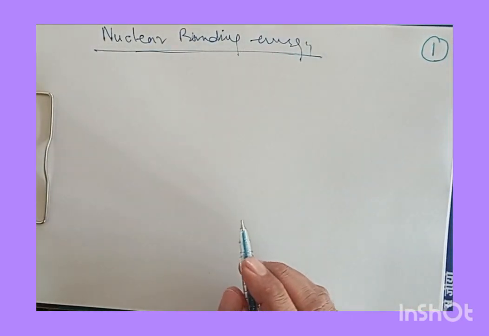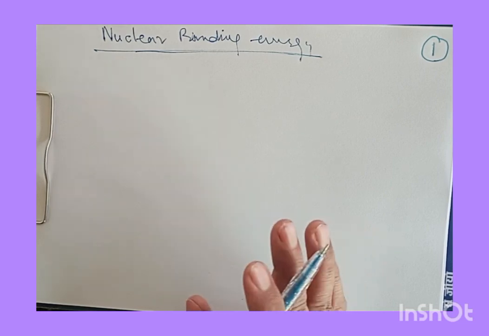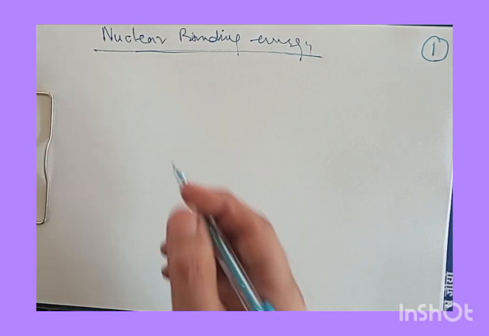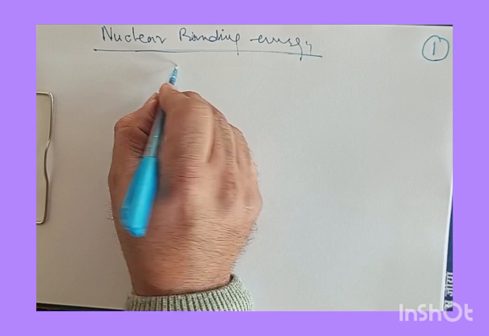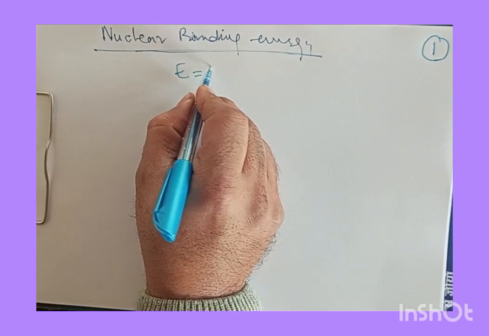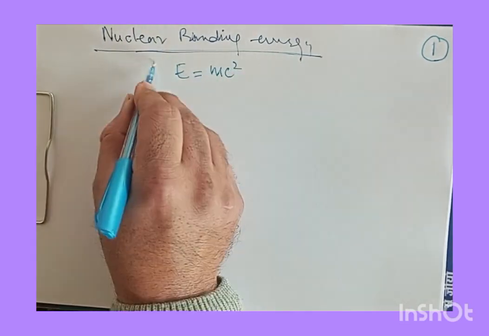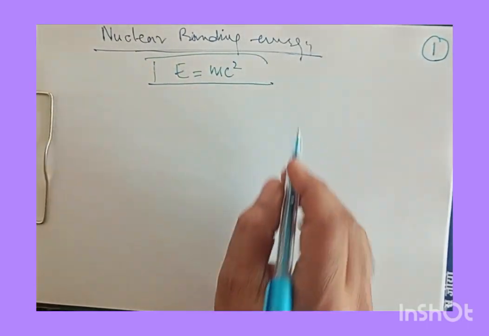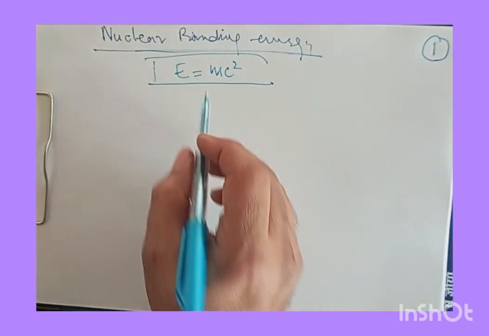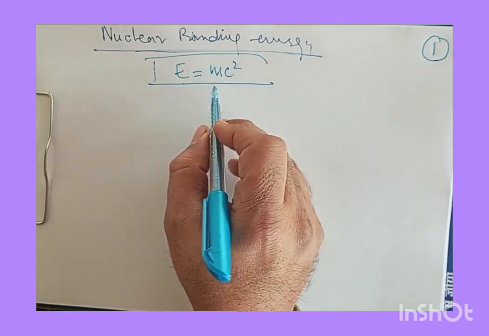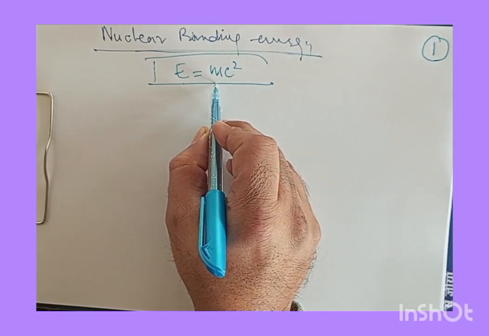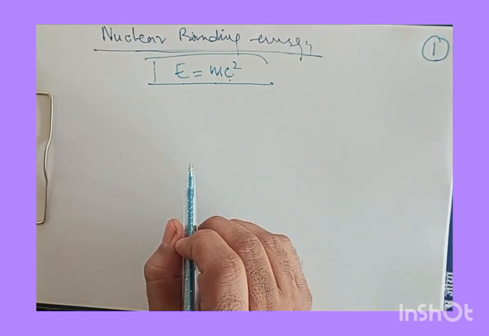the very first thing with which we would like to start here is Einstein's mass-energy equivalence. And what we have for that is E equals mc squared. So the symbols have their usual meanings. E refers to energy, m is the mass, and c is the speed of light.